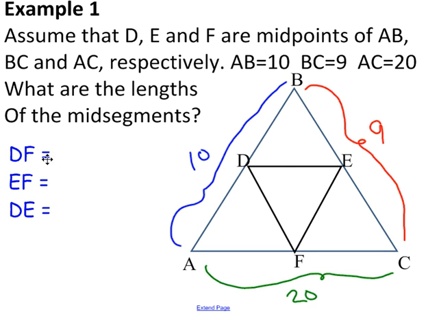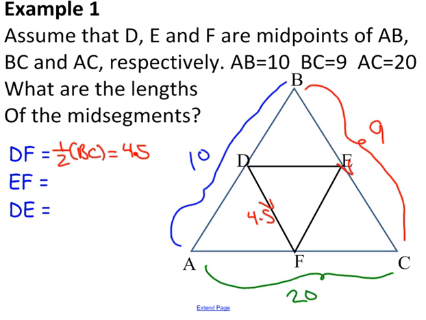So let's begin with segment DF. DF is parallel to the side BC. So therefore DF will be half of BC, which will be 4.5. So DF is 4.5, half of 9.